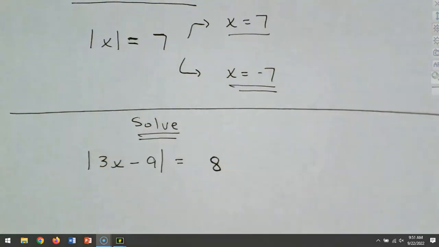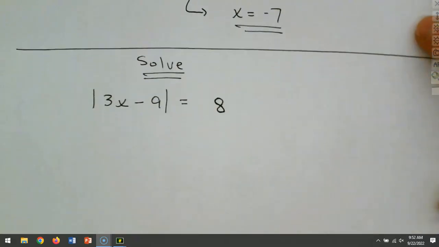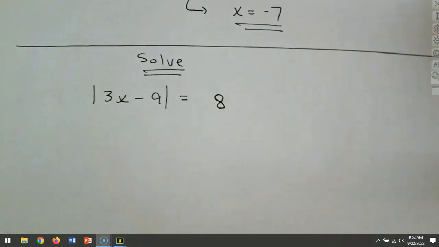So this is what I want you to solve. Now, with absolute values, you are going to get 2 equations to solve. A lot of times what happens is students will get the first equation but not the second equation, or they will make a mistake and change the signs in the absolute value. So let's go ahead and take this and get our two equations.